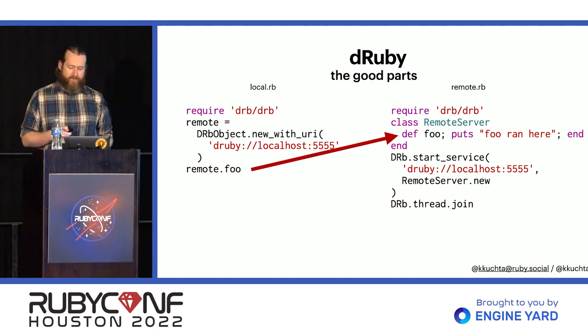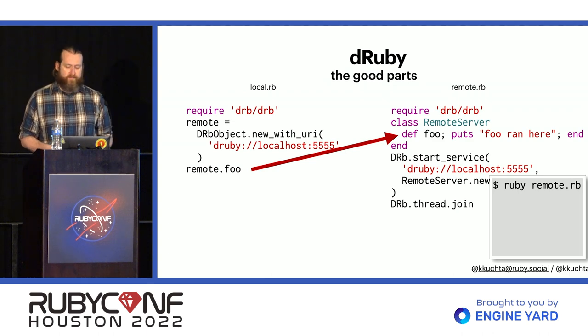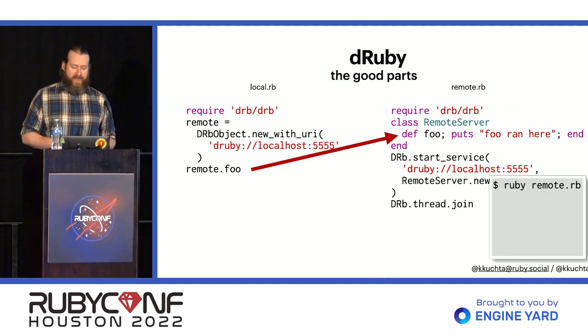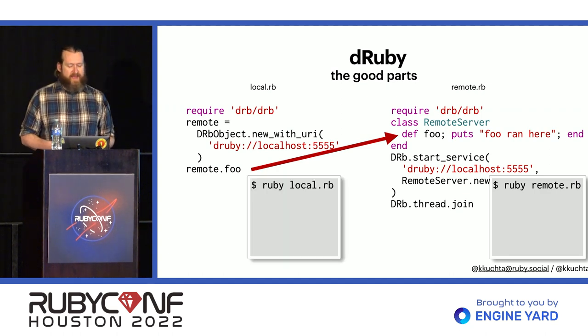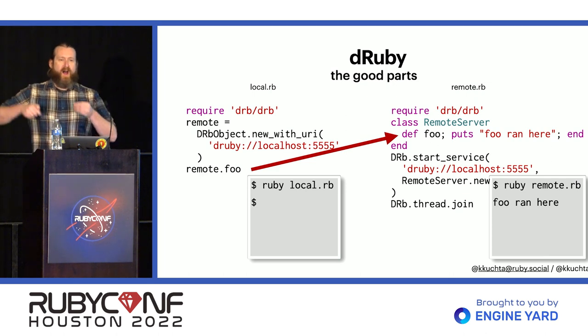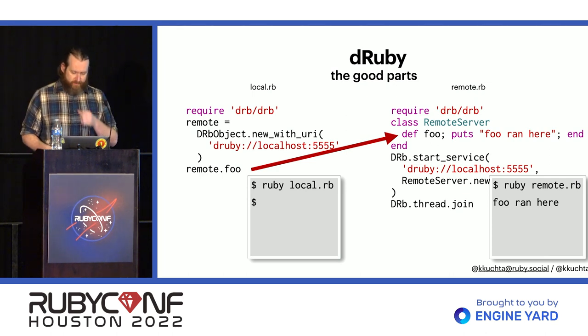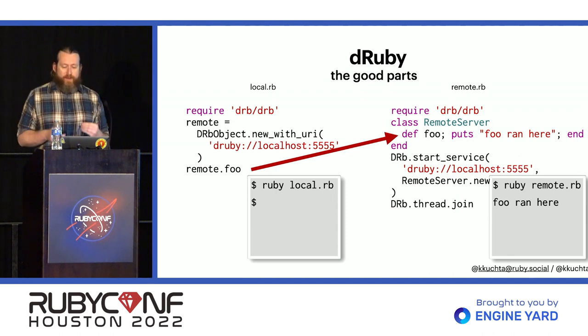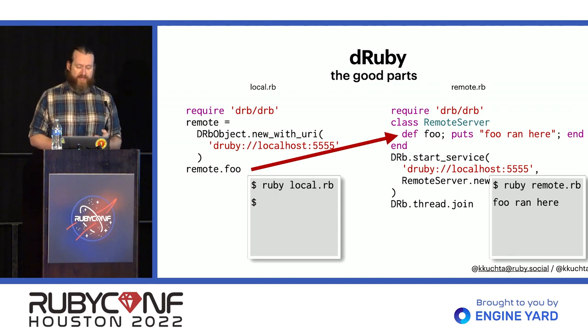Let's see how these work. I can run the remote.rb, and this will stop and wait for incoming connections. Then on the local side, I'd run local.rb, and this will immediately cause the foo method to get run, but it will cause it to get run on the remote server, not the local one. This is already kind of like a little microservice with very little code. We have a remote object.